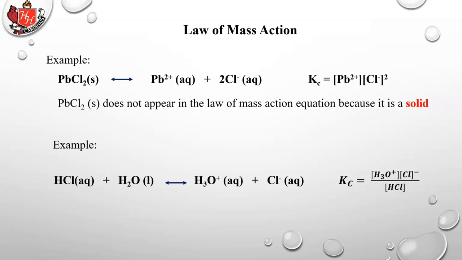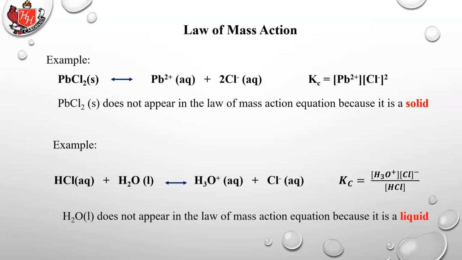So here's another example, an acid reaction. Hydrochloric acid plus water will produce hydronium ions, H3O+, and Cl-. You see everything there is aqueous except water, which is a pure liquid. H3O+ and Cl- appear in the numerator because they're products. HCl appears in the denominator because it's a reactant. H2O does not appear in that equation because it is a pure liquid. So H2O liquid does not appear in the law of mass action equation because it is a liquid.